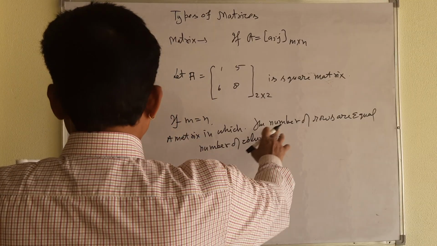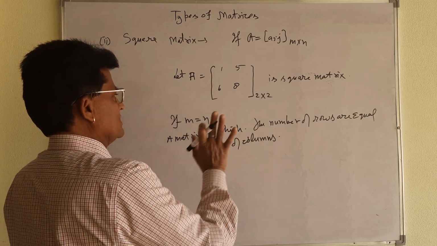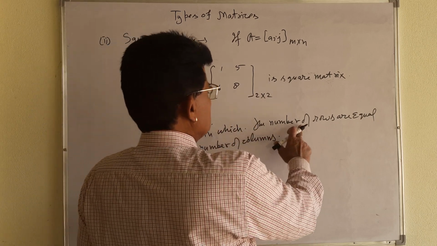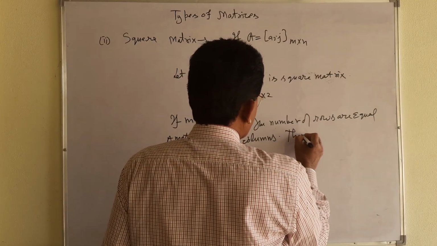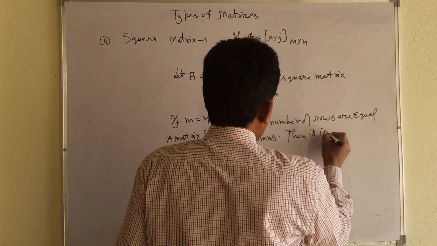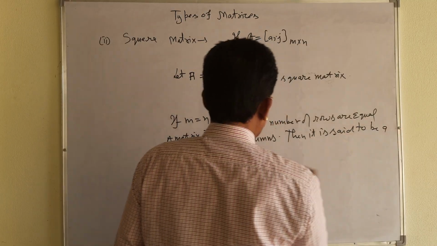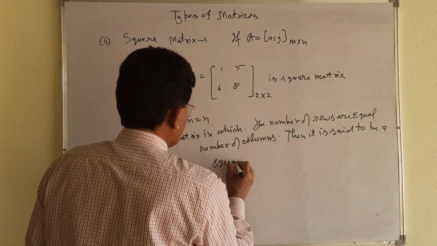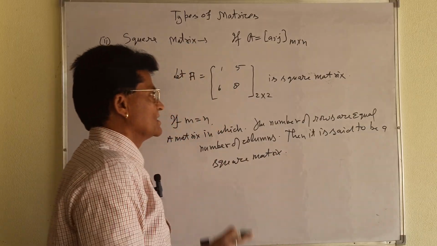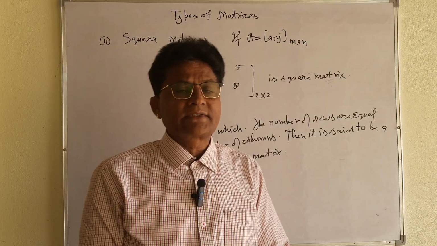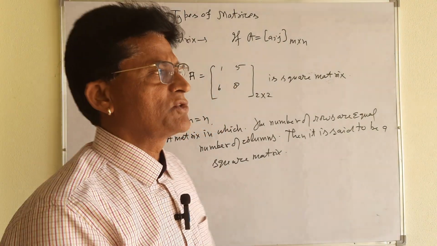Number of rows will be equal to the number of columns. Then it is said to be a square matrix. A matrix in which the number of rows and number of columns are the same is said to be a square matrix. I have already given an example of it. My dear student, it is a very, very important example for the square matrix. That is why you must know what a square matrix is.